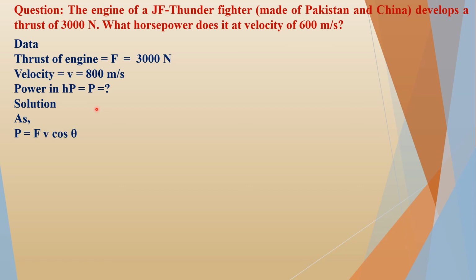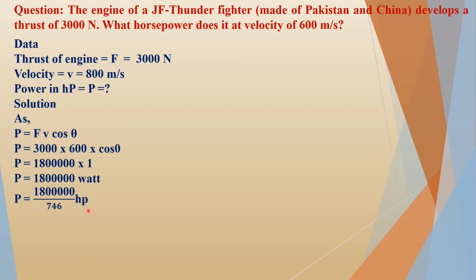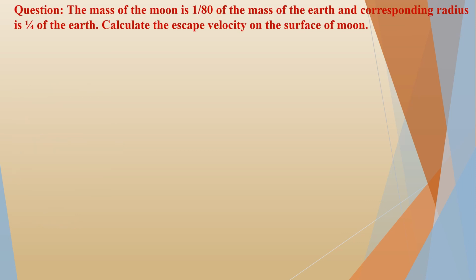Solution. We know that power is the dot product of force and velocity, that is power is equal to Fv cos theta. Putting values of F, velocity and theta, and after solving we get the value of power in watts, and we can divide the value of power in watt by 746, and that will give power in horsepower, that is equal to 2413 horsepower.